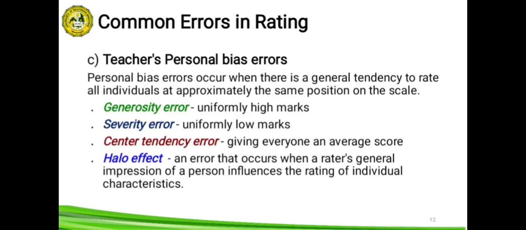Last, we have the halo effect, an error that occurs when a rater's general impression of a person influences the rating of individual characteristics. The halo effect happens when the teacher's overall impression of a student, good or bad, affects how they rate other unrelated qualities. For instance, if a student is well-behaved and polite, the teacher might automatically assume they also perform well academically, even if they don't. This makes the grading unfair and biased.